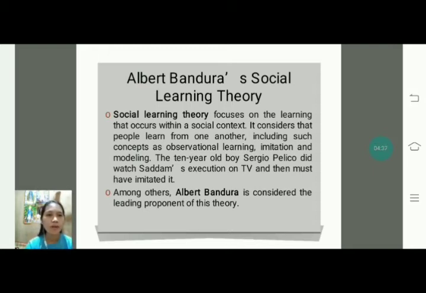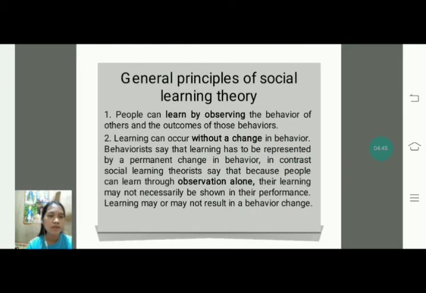So adults are the model of the children. So among others, Albert Bandura is considered the leading proponent of this theory. So here are the general principles of social learning theory. So number 1, people can learn by observing the behavior of others and the outcomes of those behaviors.